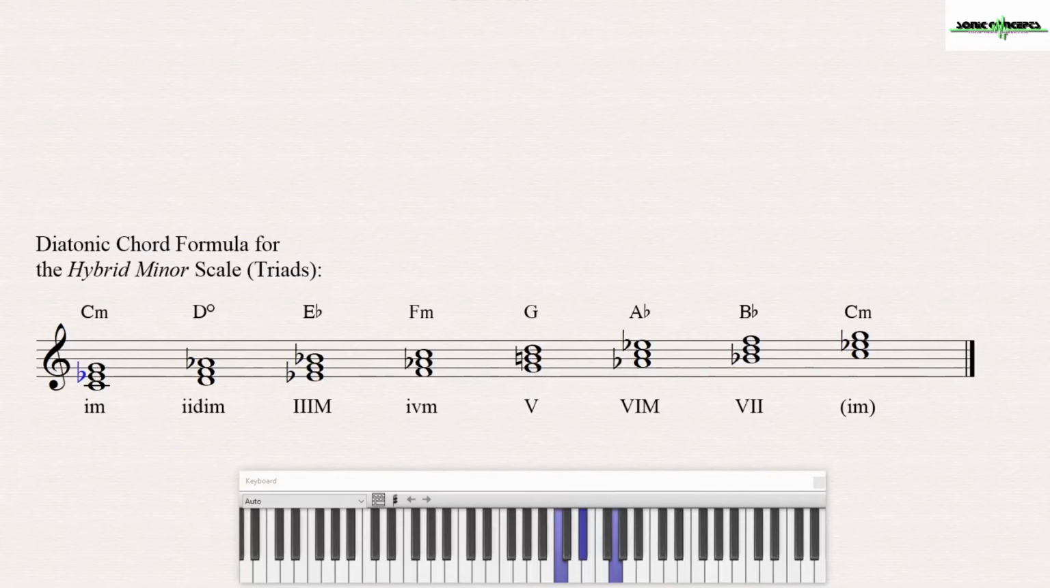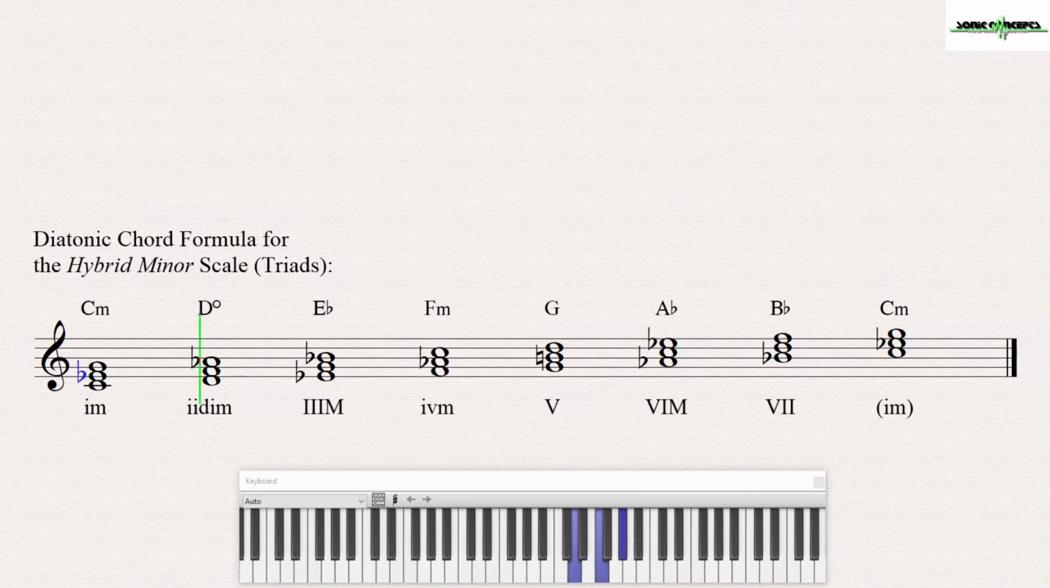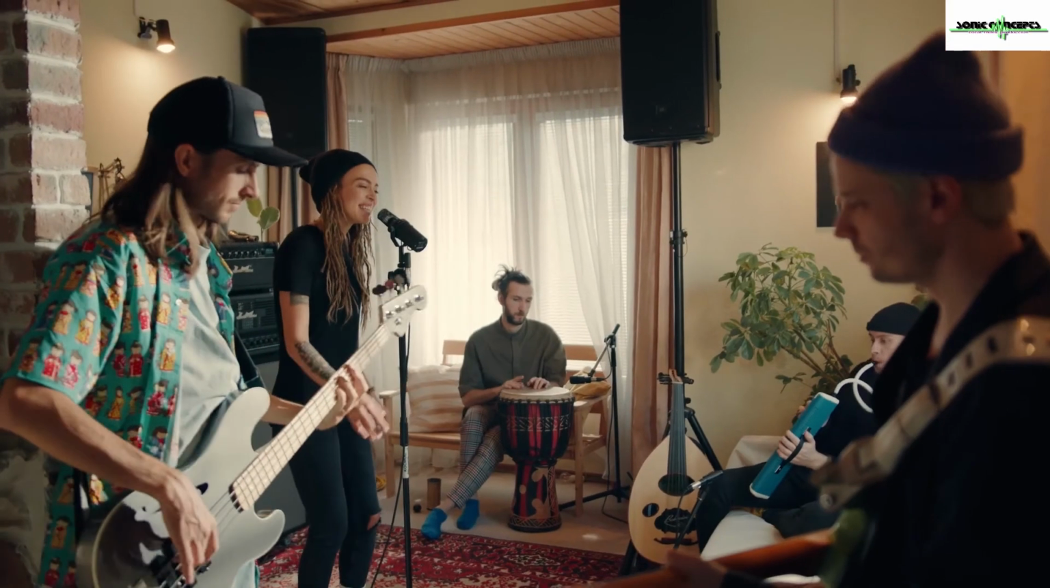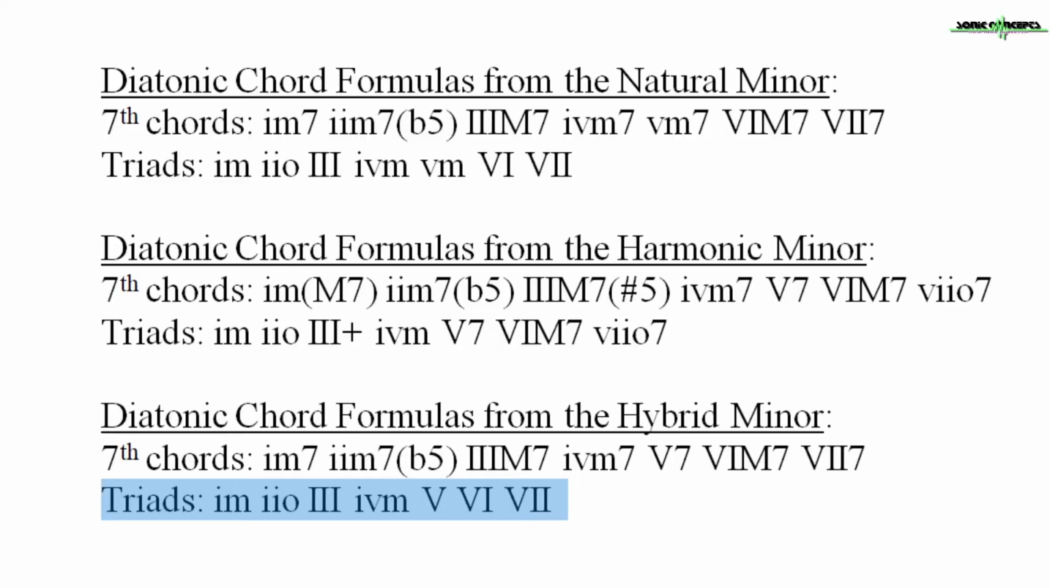Here's the diatonic chord formula for the hybrid minor scale as triads. In older classical genres, the augmented second interval from the 6th to the 7th scale degree of the harmonic minor scale is usually avoided in melodies. Since classical music and current commercial music are both triadic, this formula is useful for current music too, although the 2 diminished is not really used in commercial music.